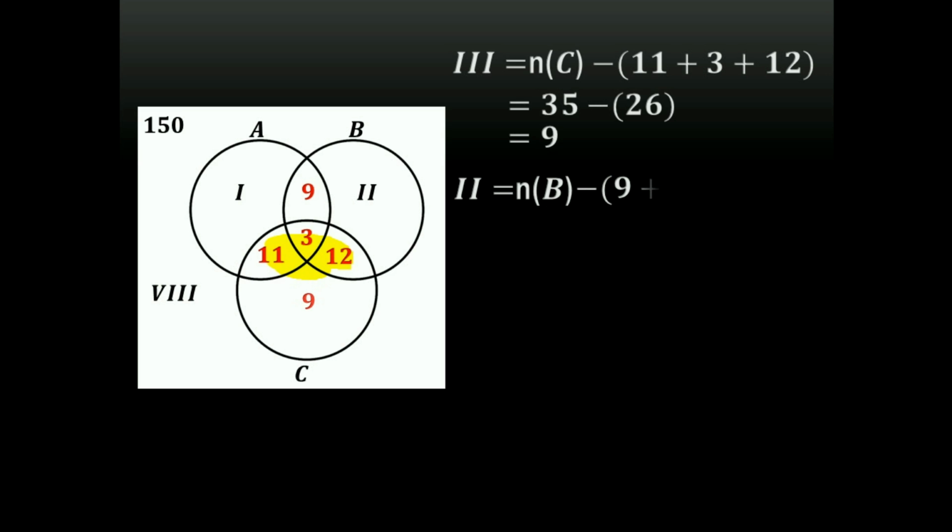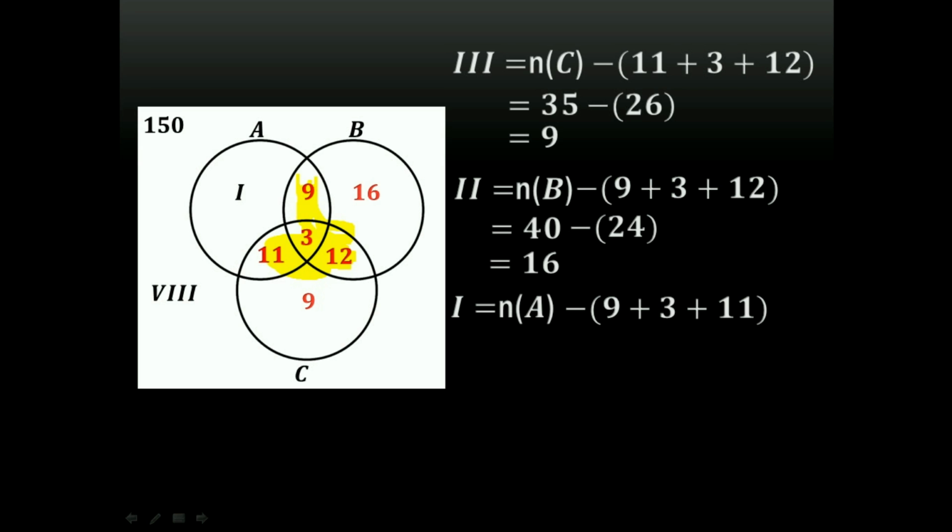Very good. Now for region 2, the same way, the total number of elements in B minus the elements here, which are 9, 3, and 12. Now 40 minus the total, 24, so the final answer is 16. Therefore, region 2 is 16. For region 1, again, we subtract the total number of elements 2, 9, 3, and 11 because these are inside A. So we get 30 minus 23 is 7. So that there is 7.